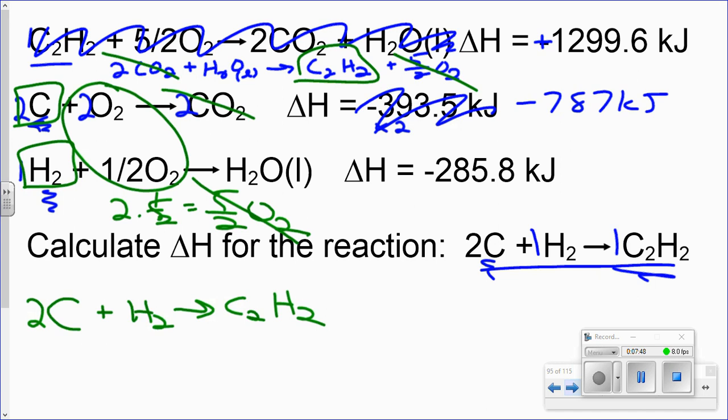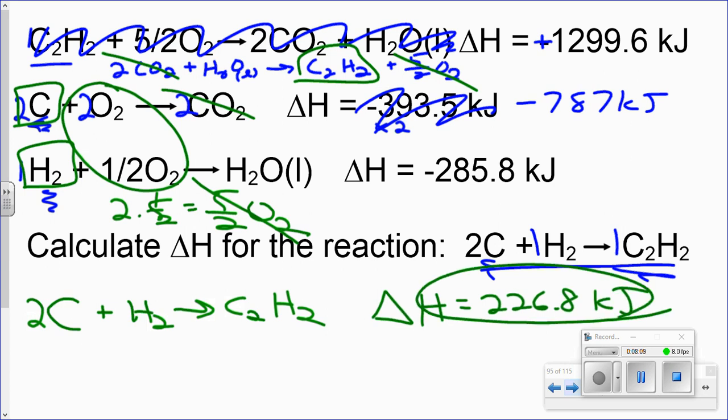So you have positive 1299.6 minus 787 and minus 285.8. You end up with 226.8. Delta H for this reaction is 226.8 kilojoules. Okay? And that's Hess's law. Okay? We'll practice more of these in class.